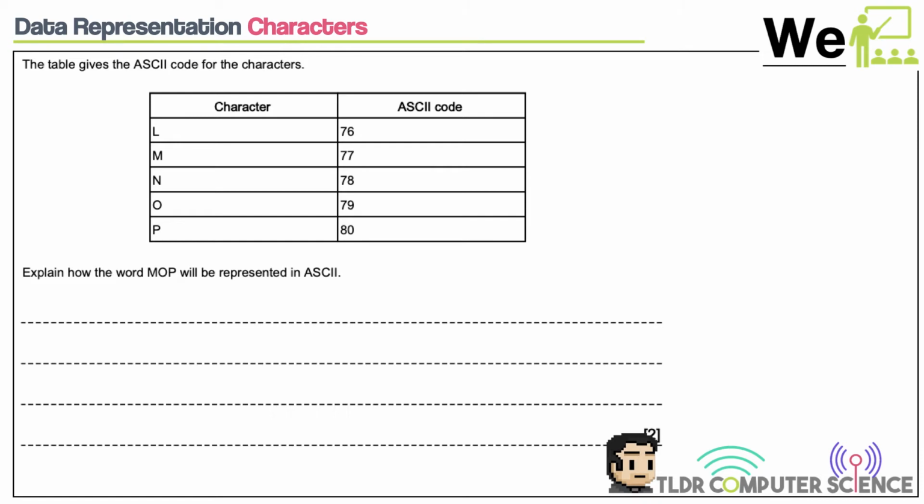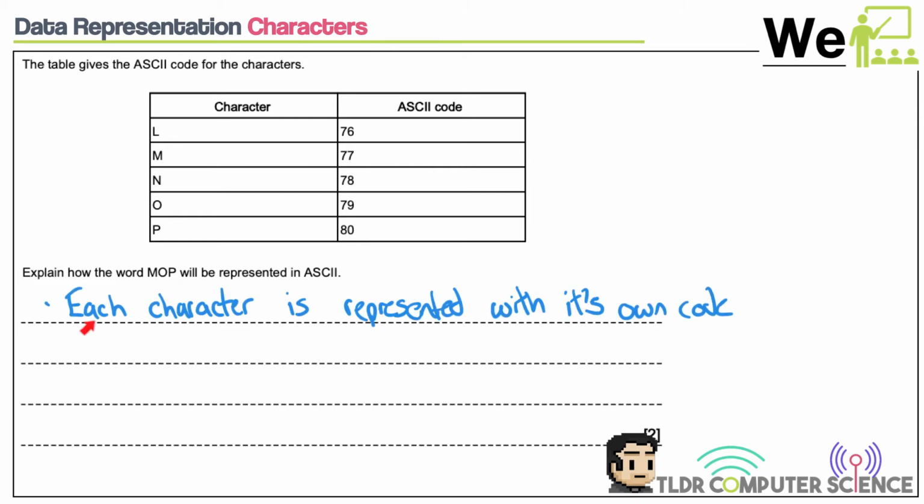In this example, we've got examples of these characters and what they represent. And the question is, how can the word mop be represented by using the ASCII codes? The first thing we're going to want to say is that each character is represented with its own ASCII code, and then we'd want to give an example of how to get mop. So you'd say that M would be represented by 77, etc. So for mop, this would be 77, 79, and 80.